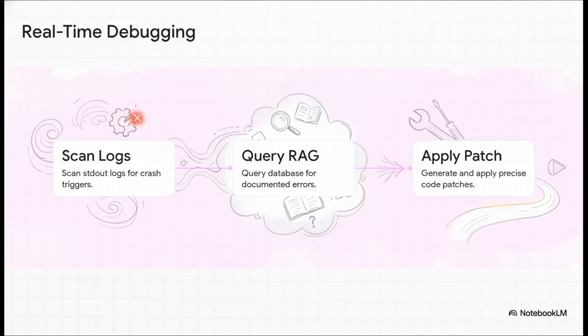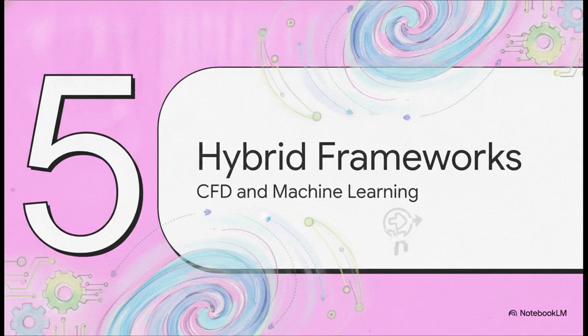Here's how it does it. First, the agent scans the standard output logs in real time looking for crash triggers. For instance, a Courant number blowing past 1. Next, it queries a highly specialized RAG vector database that's just filled with OpenFOAM source code errors, trouble tickets, and stability guidelines. Finally, it automatically generates and applies a precise code patch, like lowering the time step, and reruns the solver, completely autonomously.